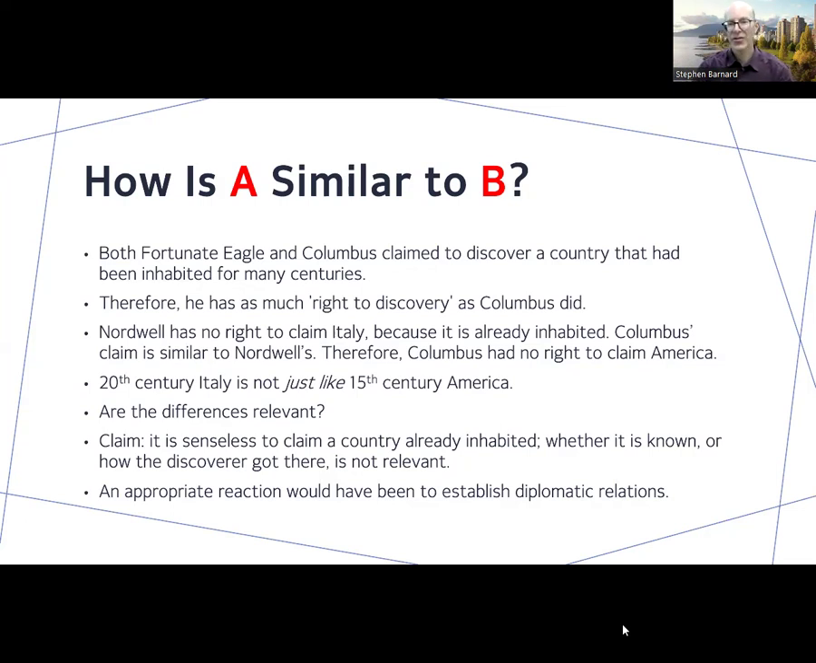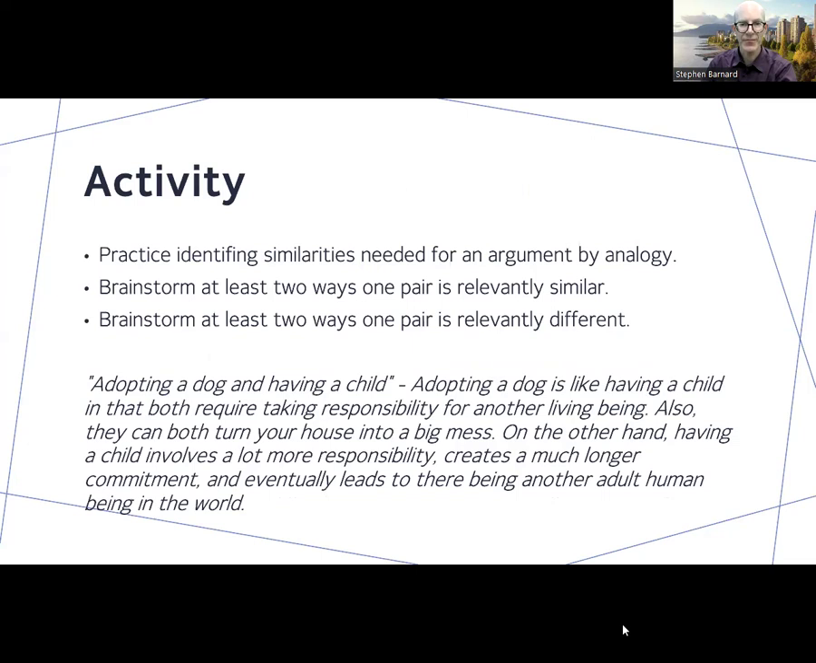How the discoverer got there, whether it's known by other people, those are not relevant differences in this argument. Okay, and therefore it would have been better if Christopher Columbus had tried to establish diplomatic relations with native peoples rather than claiming the land as his own. Okay.